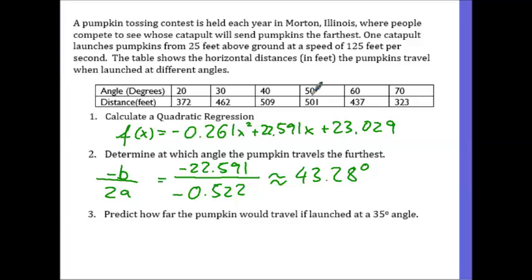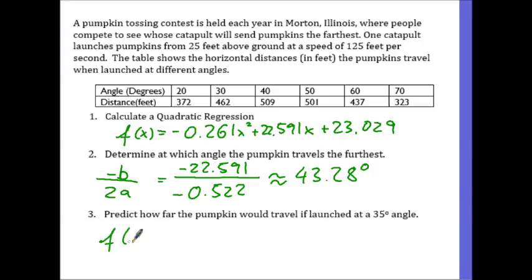Now we have to predict how far the pumpkin would travel if it is launched at a 35-degree angle. Right now it's asking us, we have a 35-degree angle, somewhere between 30 and 40 then, right in the middle there. How far would the pumpkin travel this time? By the way, in number 2, we could also have used the angle of 43.28 degrees, plugged it into our equation to find out how far that furthest distance really is. We didn't do that, but now we're going to go ahead and find the distance if we launch that pumpkin at an angle of 35 degrees.